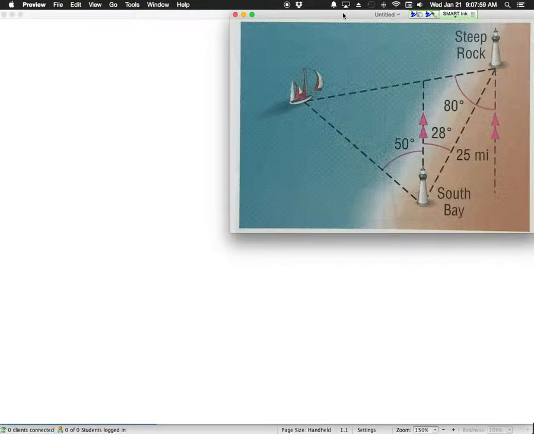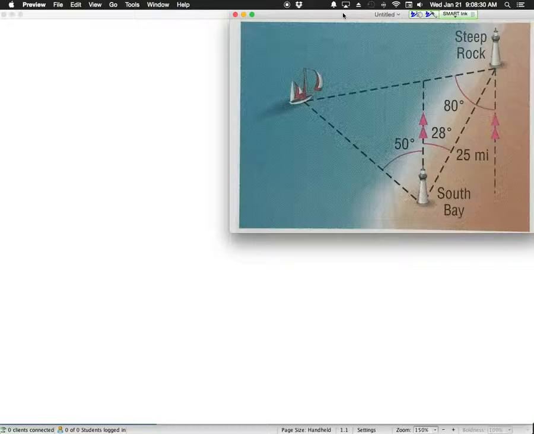Alright, so on 299, let's look at 57. It says the bearing from the South Bay Lighthouse to the Steep Rock Lighthouse, 25 miles away, is north 28 degrees east. A small boat in distress spotted off the coast by each lighthouse has a bearing of north 50 degrees west from South Bay and south 80 degrees west from Steep Rock. How far is each tower from the boat?